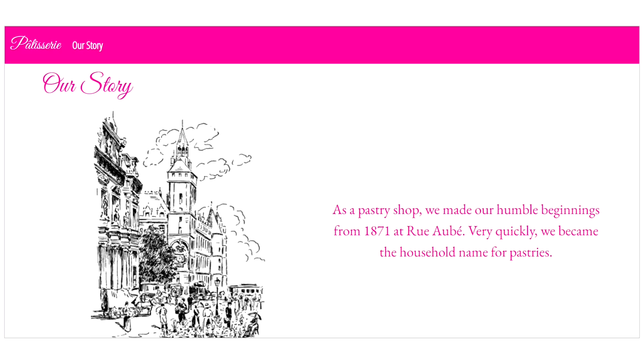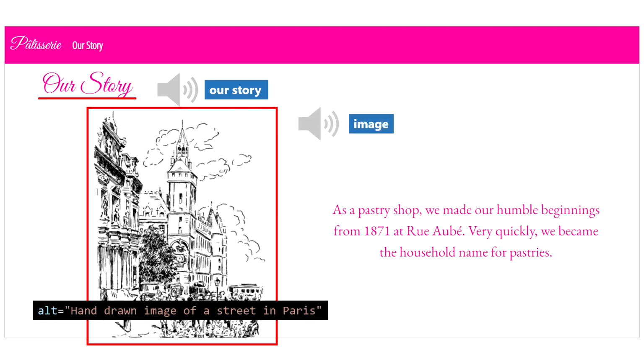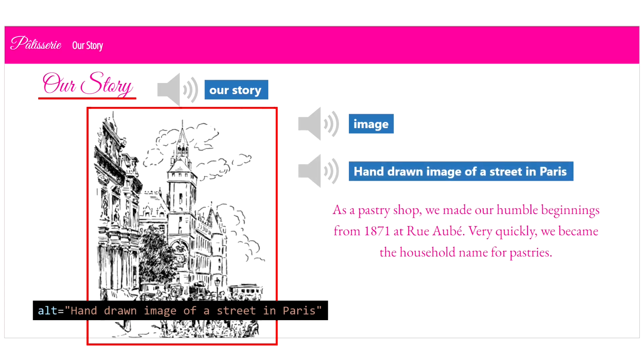Now that you have a fair understanding how a screen reader works, let me try to explain how it interprets our web page. When the screen reader reads the heading, it will read the heading "Our Story" aloud. When it encounters the Paris street image, it will read it as an image. If alt is defined, then the screen reader will read the text defined in the alt attribute. This will help the visually impaired person to understand your page in a better way.